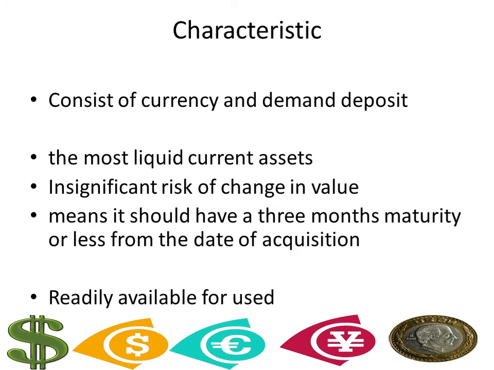So what are the characteristics of cash? Cash and cash equivalent usually consists of currency and demand deposit. And we know currency, these are bills like $1, $2, or 1 peso, and then the demand deposits, these are our bank deposit. This is also known as the most liquid current asset. That's why it was listed on the topmost of the balance sheet as cash and cash equivalent.